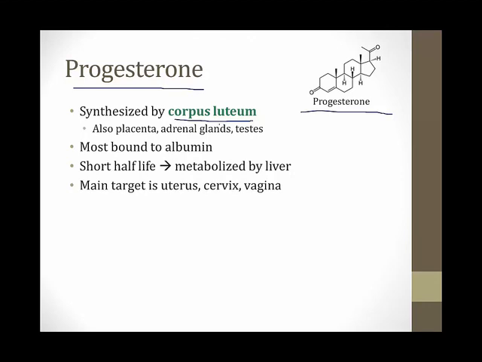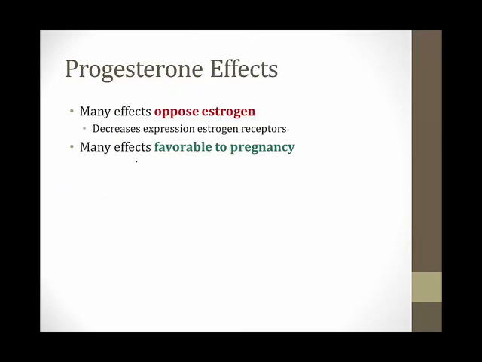You can also get progesterone from the placenta during pregnancies, and small amounts are secreted by the adrenal glands and the testes. Most progesterone in the body is bound to albumin. It has a short half-life and is metabolized by the liver, and its main targets are the uterus, cervix, and vagina.